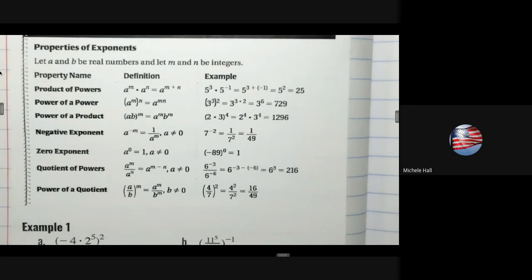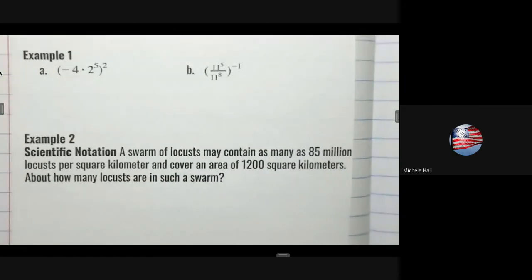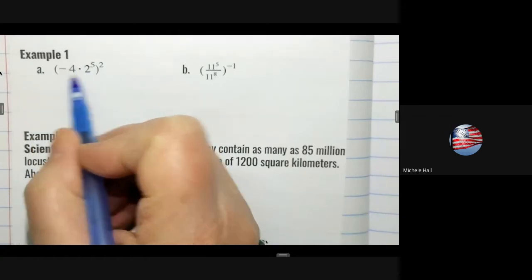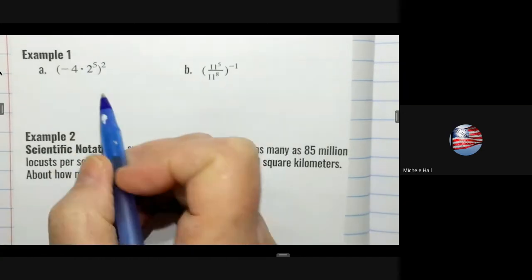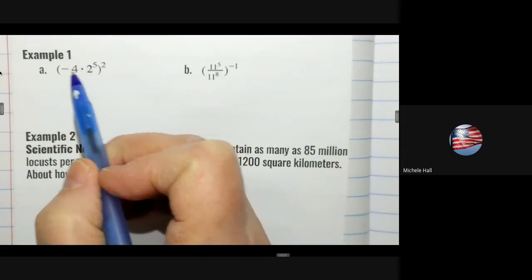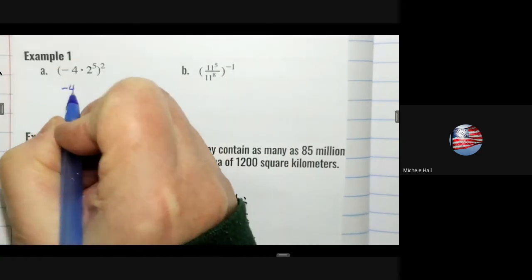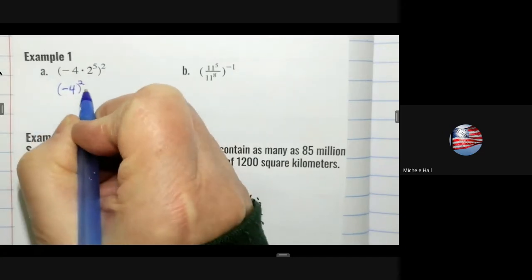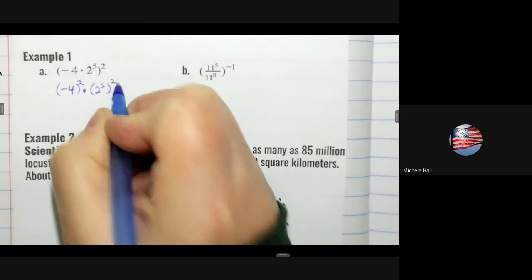There are many different ways to apply these. Not everybody's going to apply them in the same order. We have -4 times 2 to the 5th, and all of this is being raised to the second power. So you just rewrite it, having both of these terms being raised to the second power. So that would be (-4) in parentheses, because the 4 is also included in being squared, times 2 to the 5th being raised to the second power.